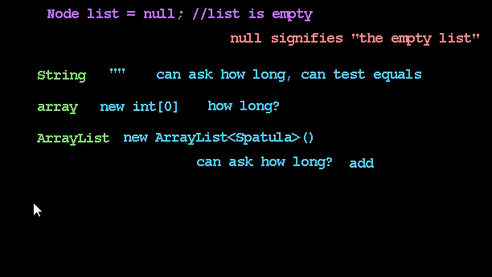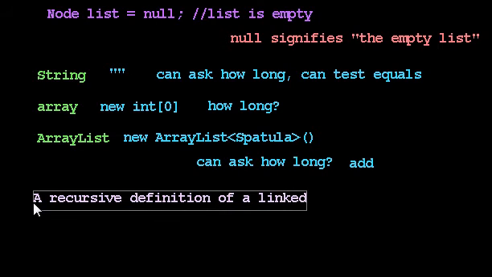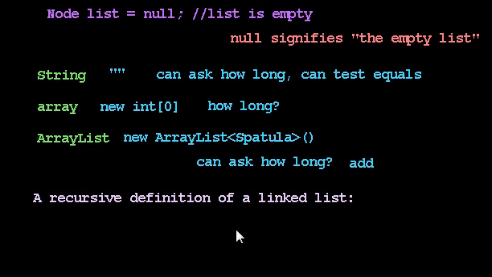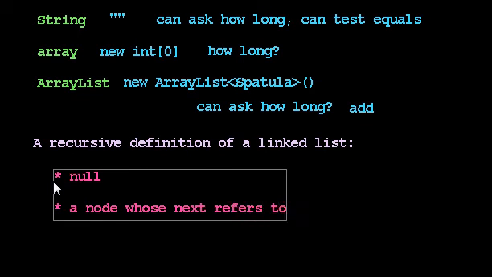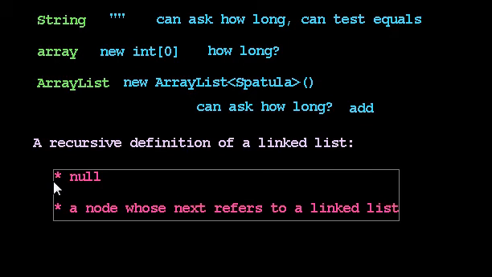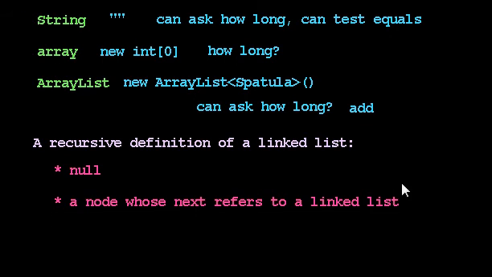And here's a recursive definition. A recursive definition of a linked list. What is a linked list? Someone asks you what a linked list is and you want to seem like a smarty pants. Here's what you tell them. A linked list is null or a node whose next refers to a linked list. So there's a nice circular recursive definition of a linked list.